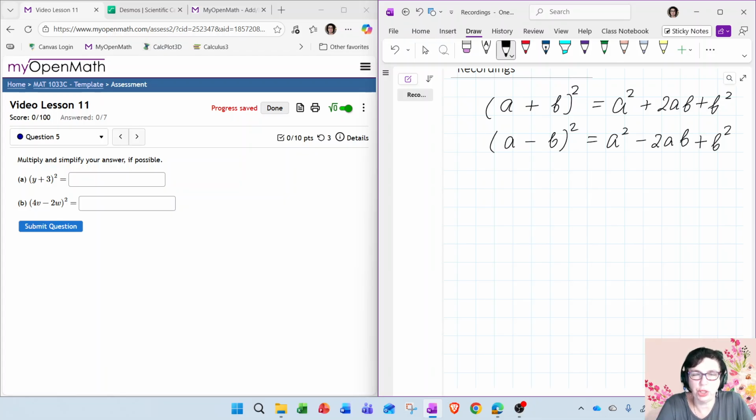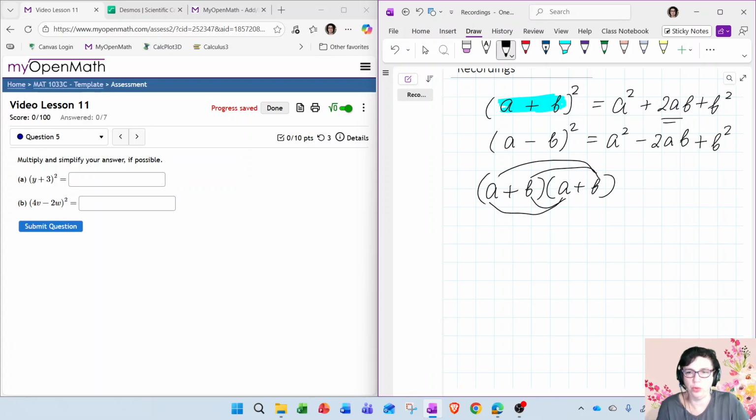Another way you can do it is just use the FOIL method, which might work better for you. I'll show you both. If you use the FOIL method, then you think about this (a plus b) as something squared. Well, what is something squared? That means you multiply the something by itself, right? You got a square. And that means that we are multiplying a plus b by a plus b. And notice if we start foiling this, we are going to get the formula that you see. A times A is A squared, B times B is B squared, and then we also have AB and BA, but that combines into 2AB.